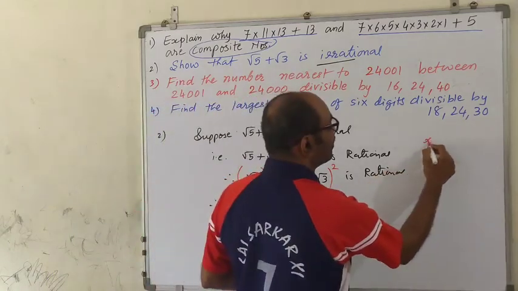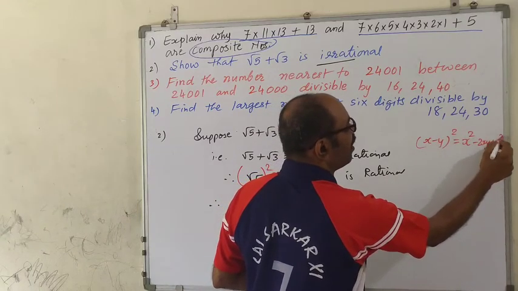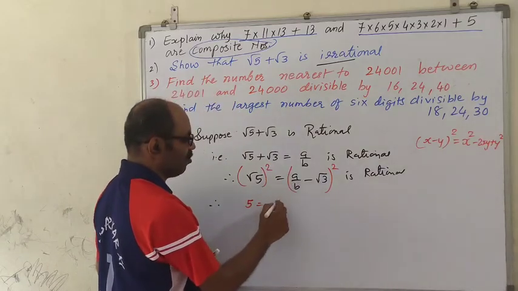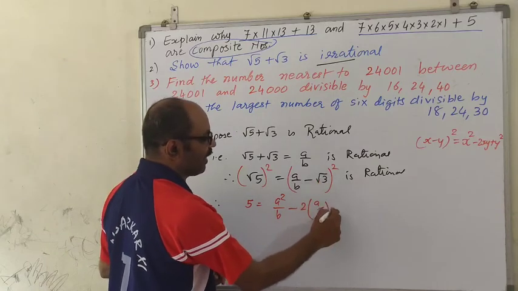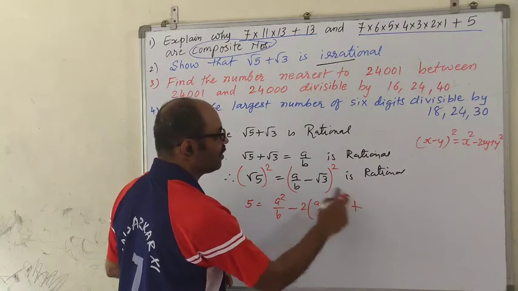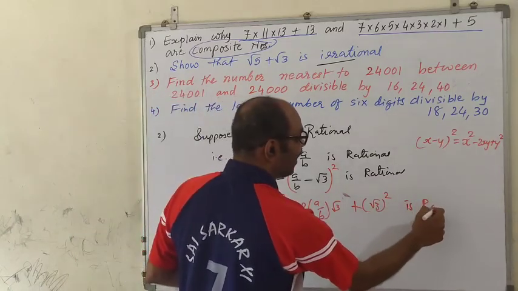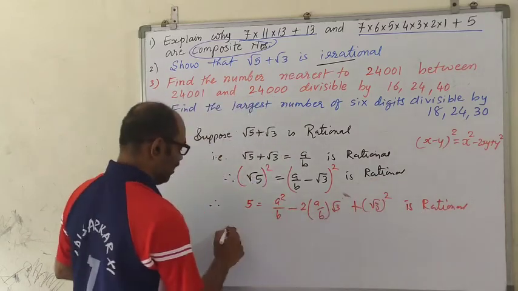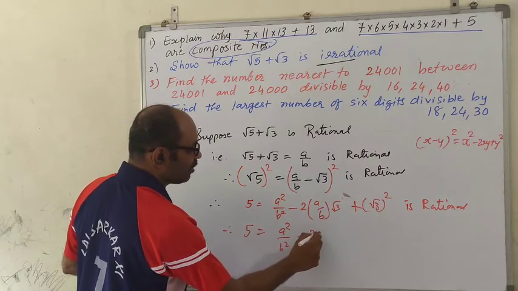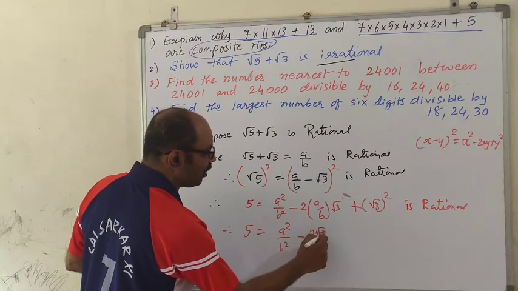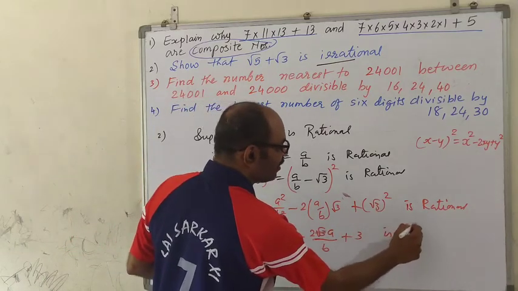Now this is x minus y whole square. What is the expansion? X square minus 2xy plus y square. So first term square, a square upon b square, minus 2 into first term, a upon b, into second term, root 3, alright, plus root 3 square, alright, is rational. So therefore 5 is equal, this is a square upon b square minus 2 root 3 a upon b plus 3 is rational.